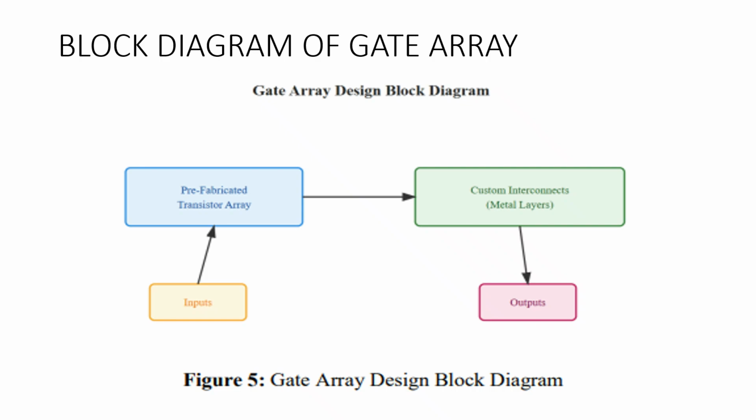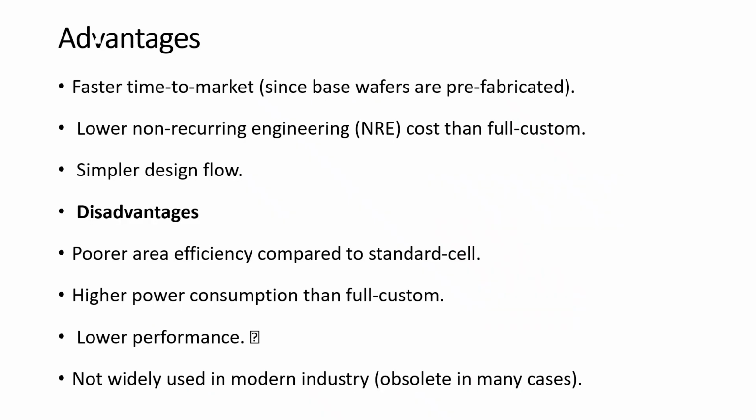The block diagram of a gate array. Here the first step is the prefabricated transistor array. Then inputs are given to the prefabricated transistor array. Then customized interconnection, and then it will give an output.